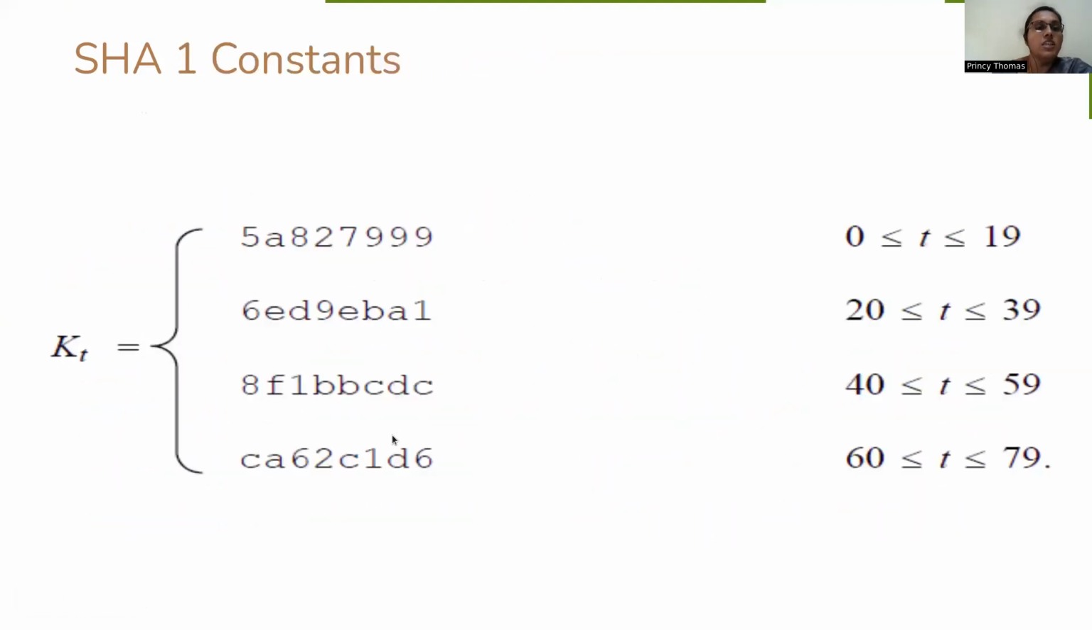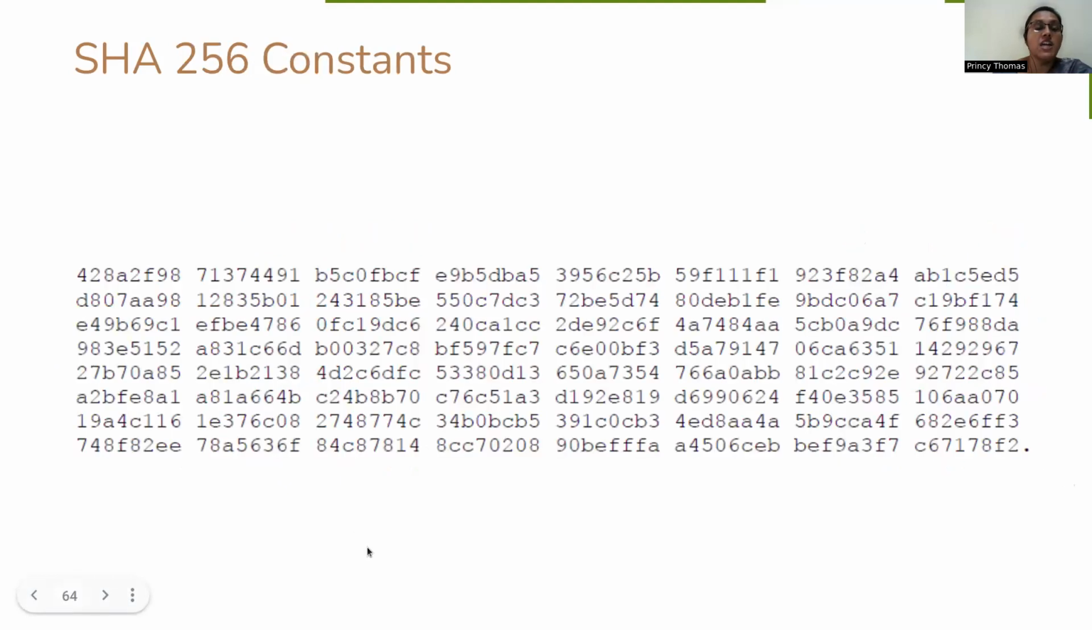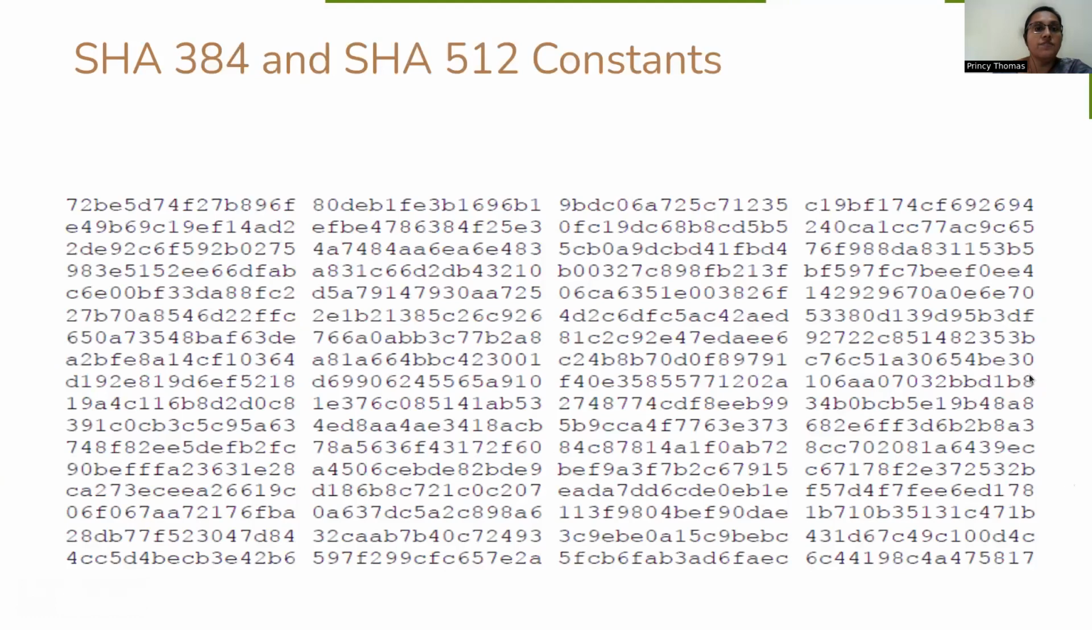Okay, now the constants that are going to be used in the case of SHA-1. If the t value is 0 to 19, then this is the constant that will be used. For 20 to 39, this is the constant that will be used. 40 to 59, this is the constant. And 60 to 79, this is the constant. In the case of SHA-256, all these constants are there. And in the case of 384 and 512, a lot more, different values are there.